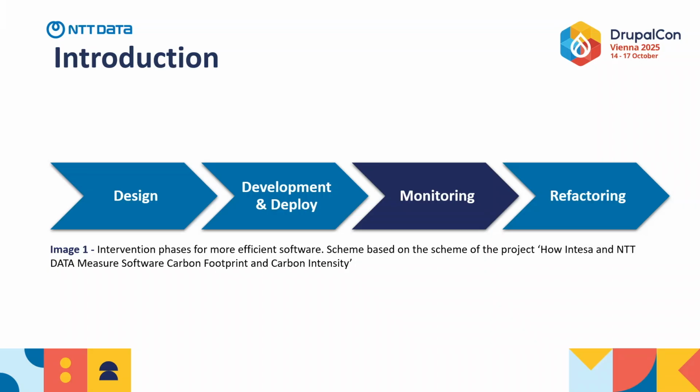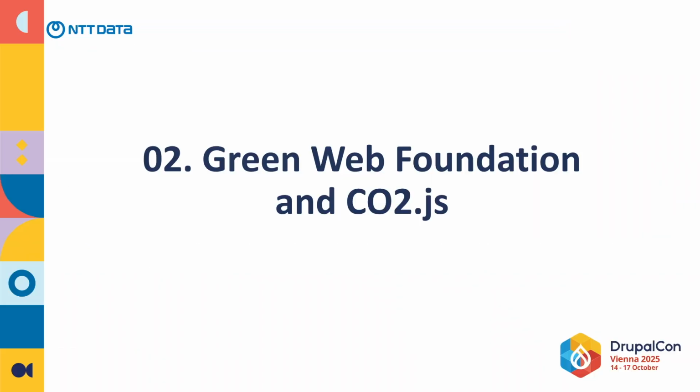To do that, we first need to evaluate what the sources of this major energy consumption are. And we can do this in 4 phases. The first one is the design, and for that, we need to collaborate with the designers to try to find a solution that satisfies both areas. The second one is the development and deployment of our platforms. The third one is the monitoring of the websites. And the last one is the refactoring of our code. In the case of our module, we'll be working on the monitoring phase.